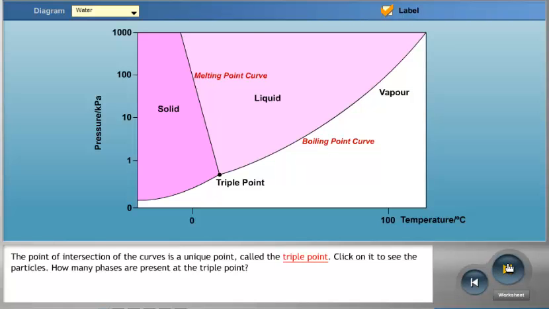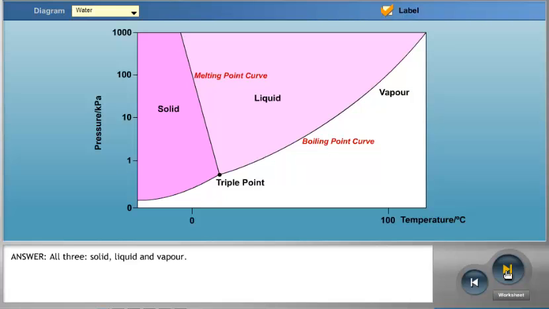The point of intersection of the curves is a unique point, called the triple point. Click on it to see the particles. How many phases are present at the triple point? Answer: all three: solid, liquid, and vapor.